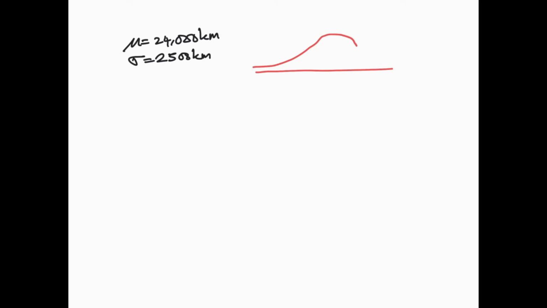Okay, for this question, mu is given as 24,000 km, and the standard deviation is given as 2,500 km. Very first thing that you have to do, draw a bell curve and then sketch so that you can imagine where the value is going to be.